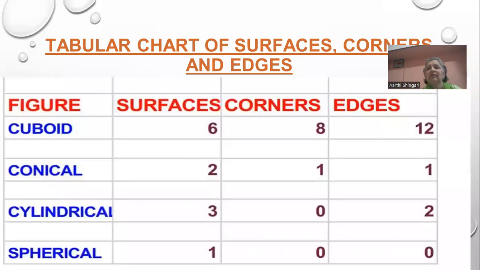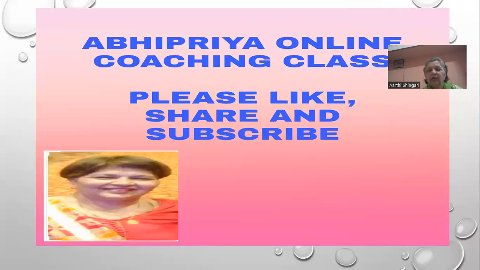Now here we will see the tabular chart of surfaces, corners and edges. Children, you have to remember this. Cuboidal and cube, they have 6 surfaces, 12 edges and 8 corners. Then in spherical objects, 1 surface, no corner, no edge. In cylindrical objects, 3 surfaces, 2 edges and no corner. And in conical objects, 1 corner, 1 edge and 2 surfaces.